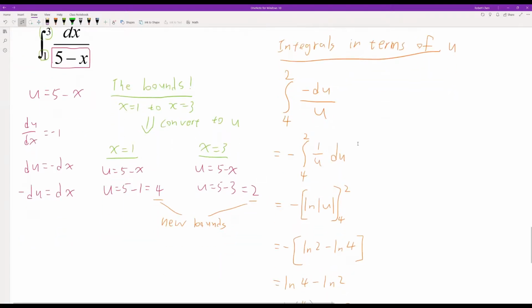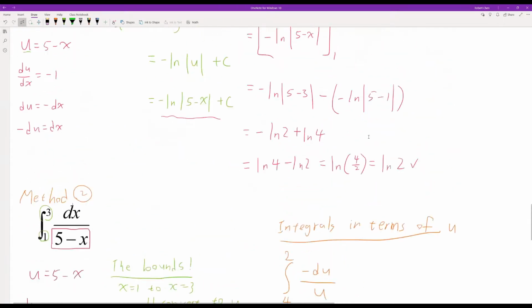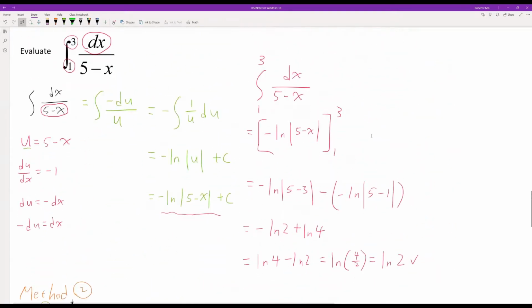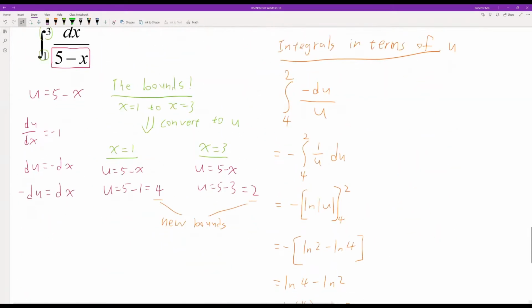Now we can work in terms of u because this is a definite integral, and we know how to change our bounds from x's to u's, right? So when you are working in terms of u, not only do you have to take care of the integrand, you also have to take care of the limits of integration. Change that to u if you prefer the second method. Now let's take a look at another example. And again, I'm going to talk about both methods here.